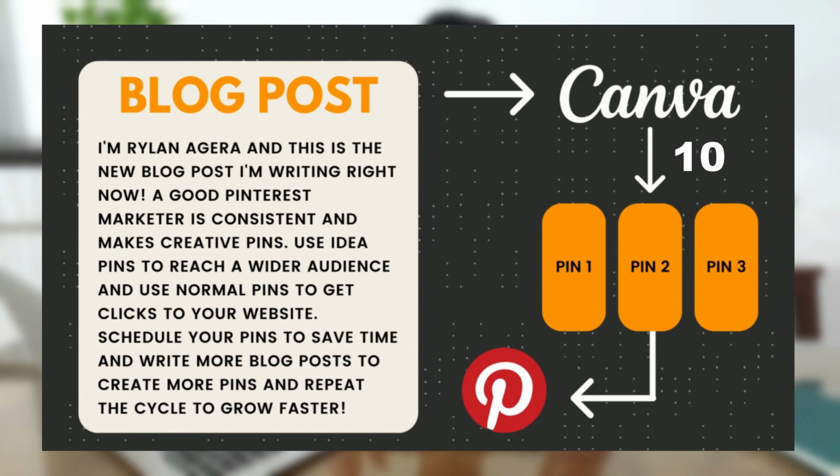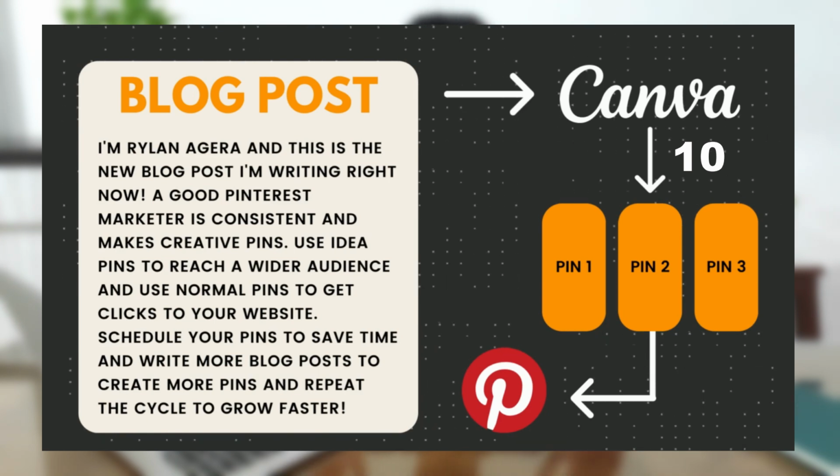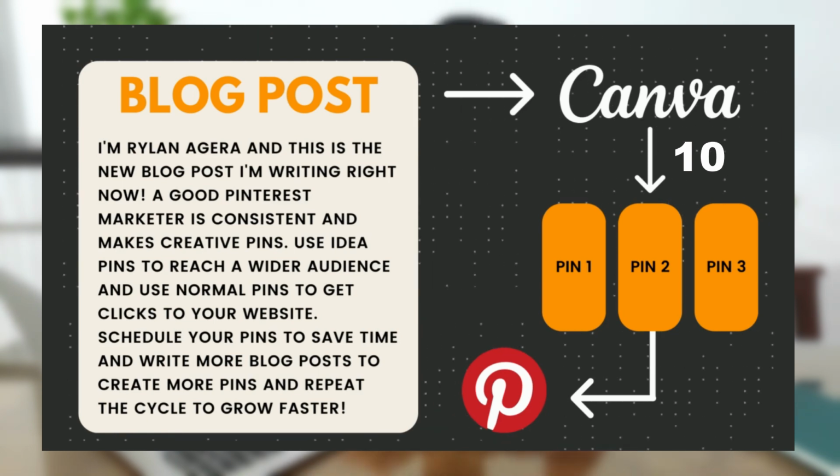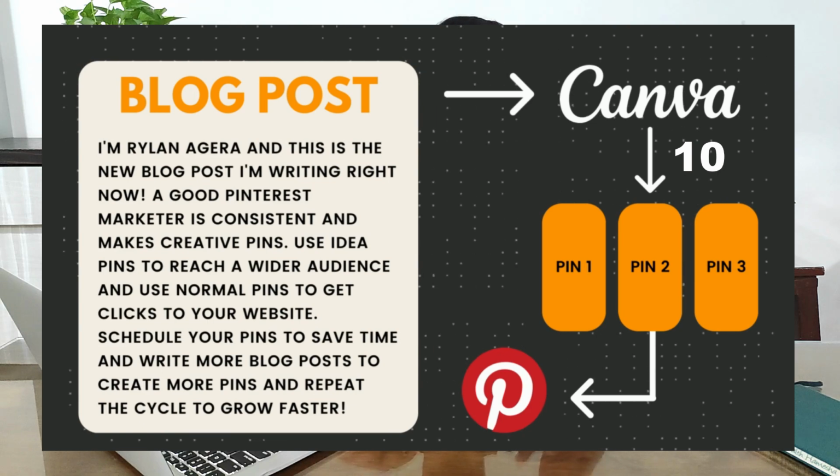Once you're done creating pins for your existing content, you need to repeat this 5-step process to continue growing on Pinterest. That means creating new blog posts related to your niche, using Canva to create 10 pins for that blog post, and publishing those pins on Pinterest at regular intervals.